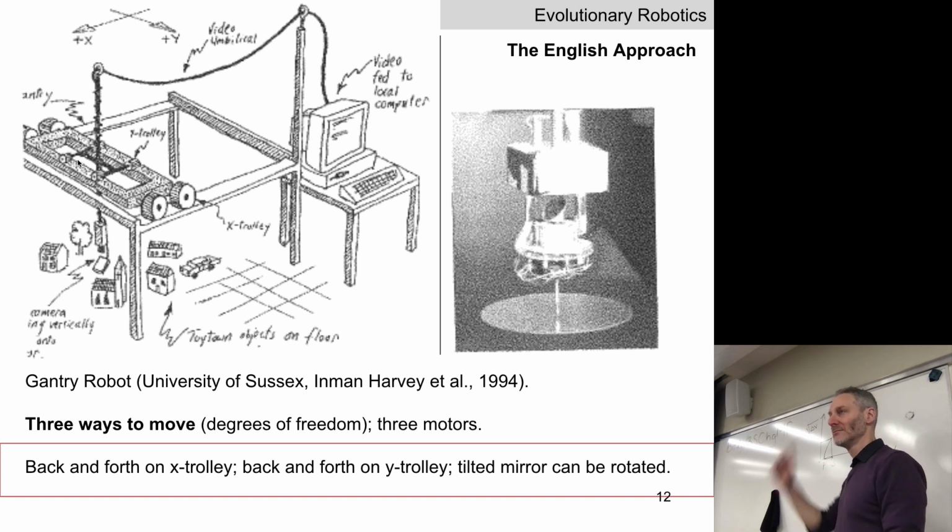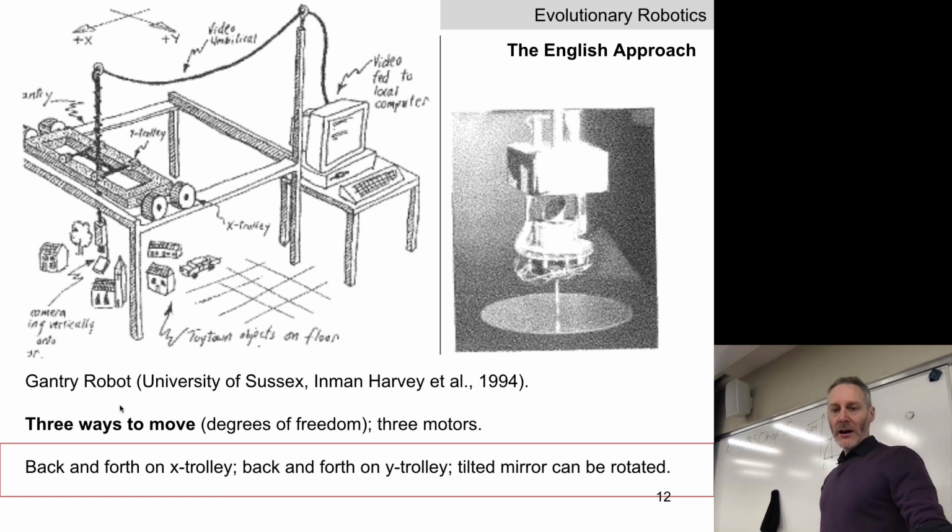gantry robot. The Sussex researchers were smart. They started to realize what they were getting themselves into if they were going to try and evolve behaviors for this robot. That's why they designed it in this crazy way.